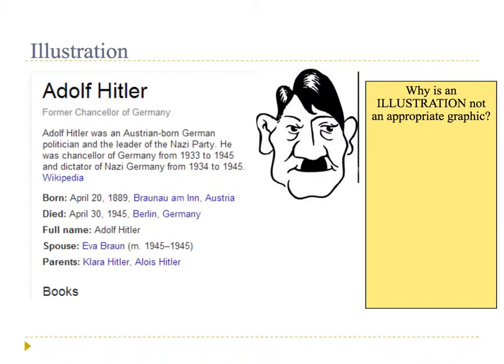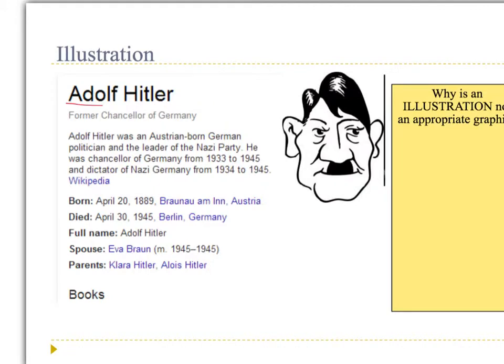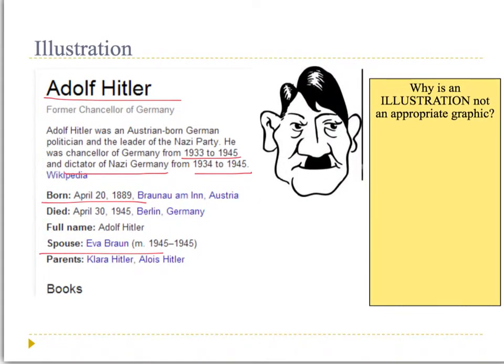Okay, so now why is an illustration not an appropriate graphic here? Here we have Adolf Hitler, and then it has some information about him and his life, that he was the dictator of Germany, when he was the dictator, his life. It talks about his birthday, who he was married to. So this is kind of biographical. And I also see this illustration here. So why do these two not go together? Pause it and tell me.